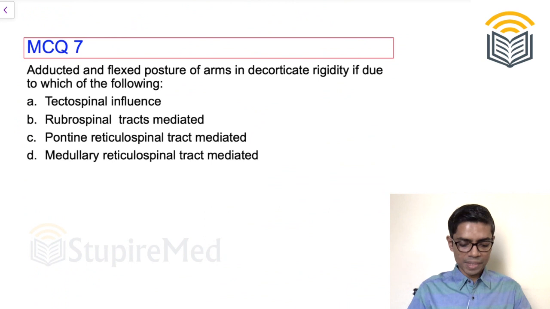Question number 7. Adducted and flexed posture of arms in decorticate rigidity is due to which of the following?